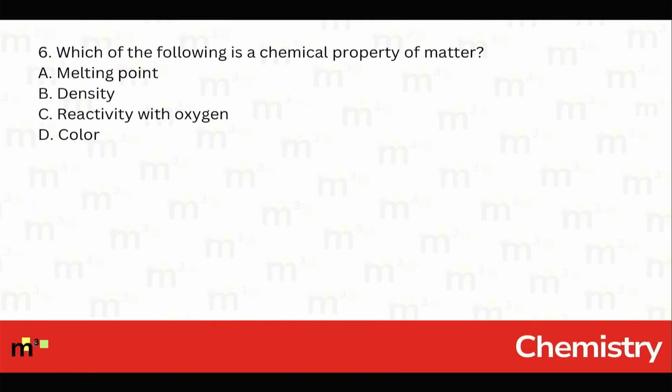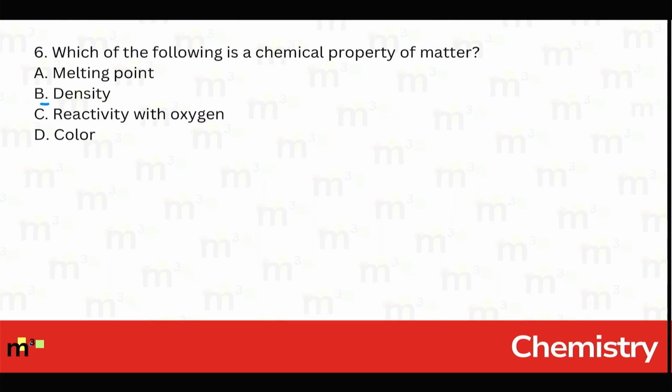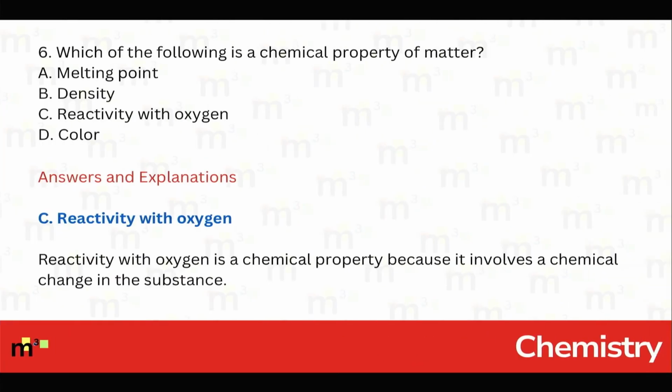Next, number 6. Which of the following is a chemical property of matter? A. Melting point, B. Density, C. Reactivity with oxygen, or D. Color? The answer here is C. Reactivity with oxygen. Reactivity with oxygen is a chemical property because it describes how a substance changes composition in a reaction.